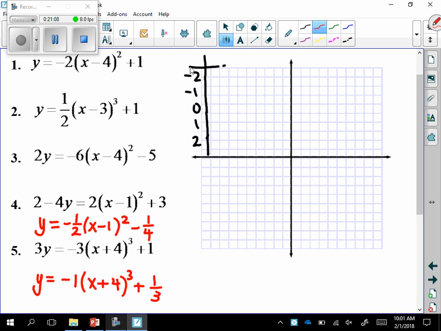All right, number 5 is a cubic function now. So we're using the points -2, -8, -1, -1, 0, 0, 1, 1, and 2, 8. So our points are different because it's a different function. We are going to shift it 4 units to the left. We're going to multiply the y coordinates by -1, which is the same thing as reflecting over the x-axis. And then we're going to move it 1/3 unit up.